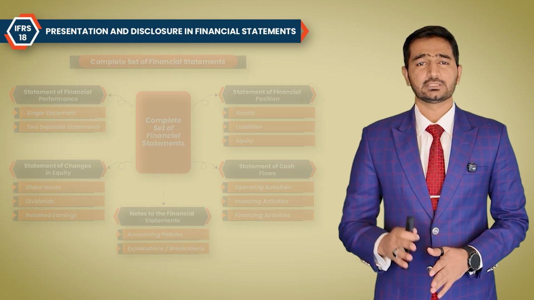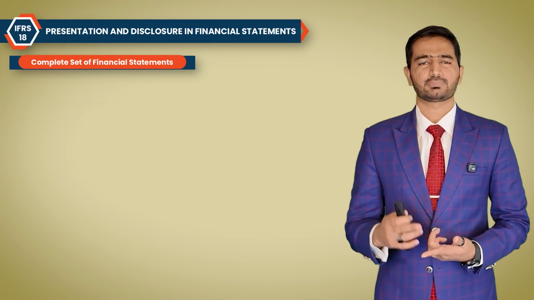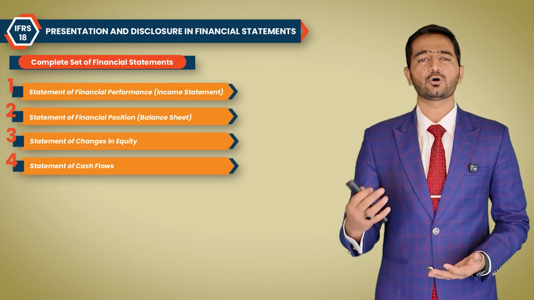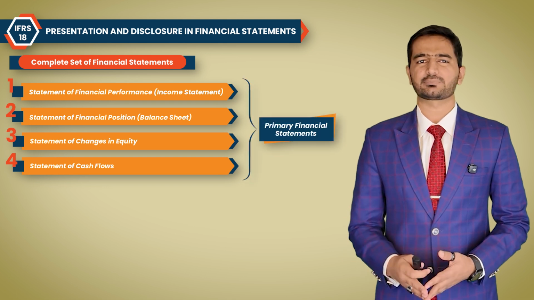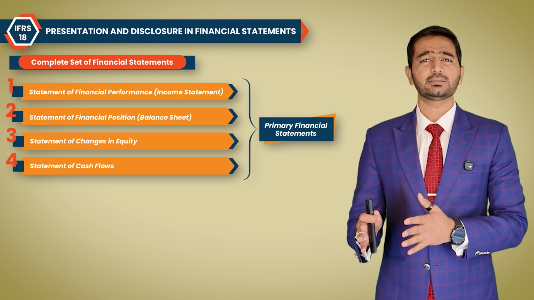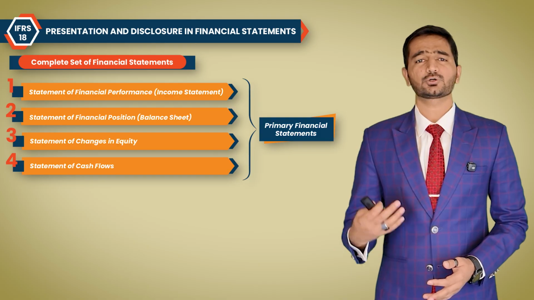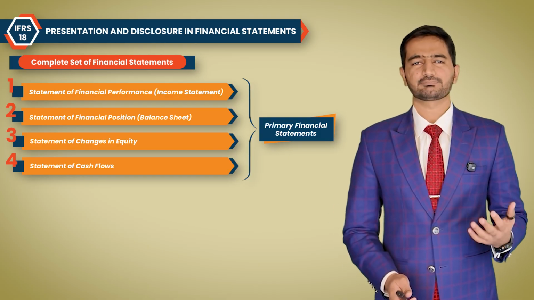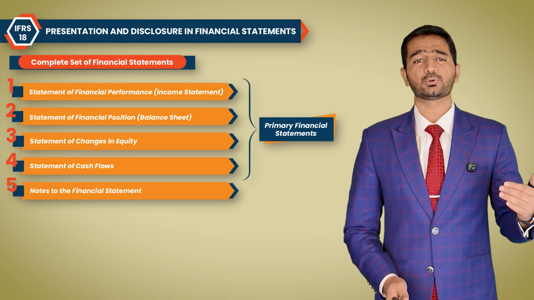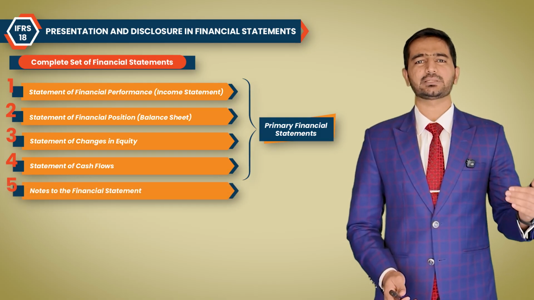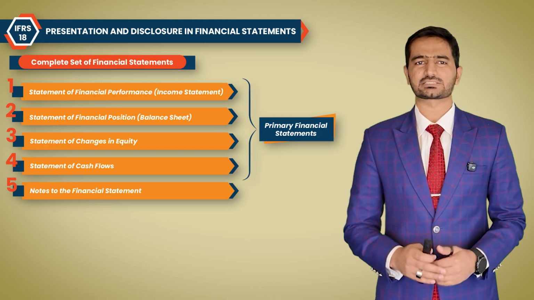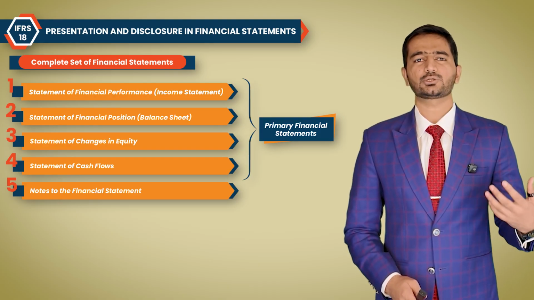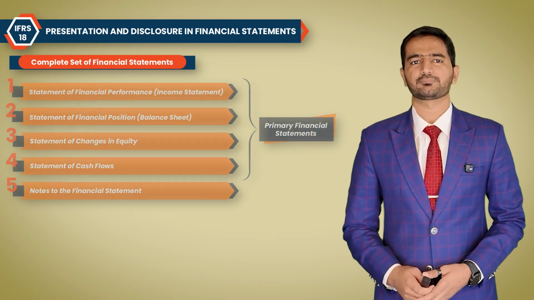My friends, the first 4 statements, performance, position, changes in equity, and cash flows, are often called the primary financial statements. They are your main players. They form the core of your financial reporting. And the fifth component, that is the notes, they provide additional details to explain the numbers in the primary financial statements. Think of them as your backup singers that provide context to the financial story.